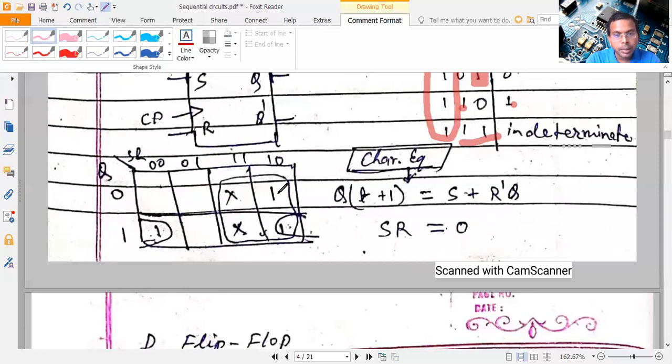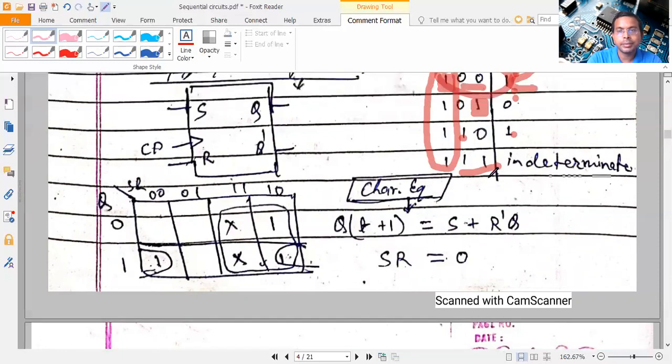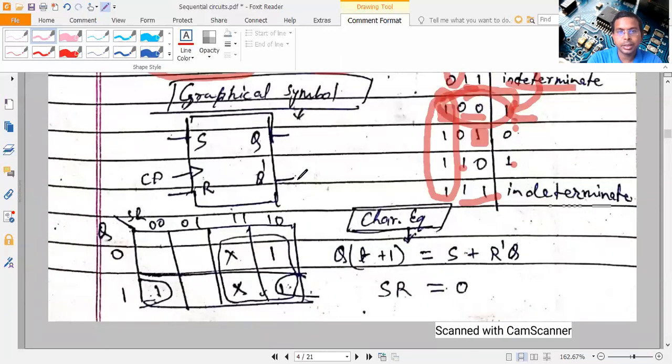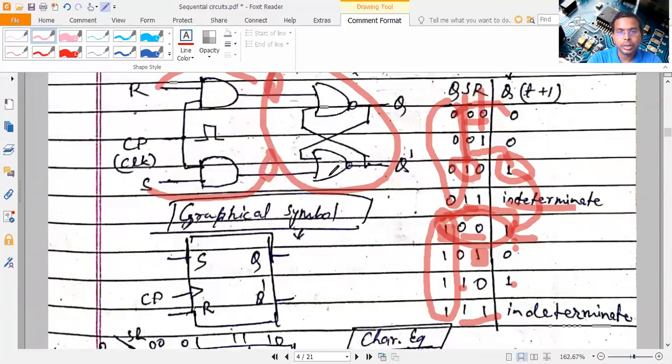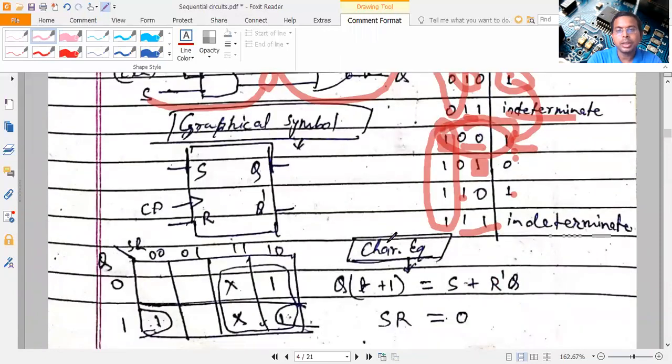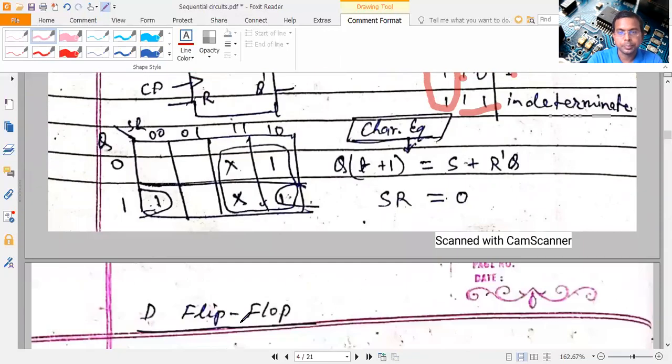So we minimize. This 4 will give S, and this 1 and this 1 will give R dash Q. So Qt plus 1 is nothing but S plus R dash Q, which is called the characteristic equation. So this is the characteristic table, this is the characteristic equation, this is the symbol, and this is the logic diagram. These 4 things you have to remember, and you have to know how to derive all of them.